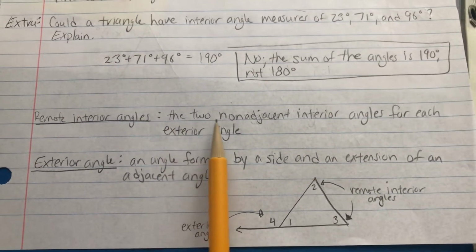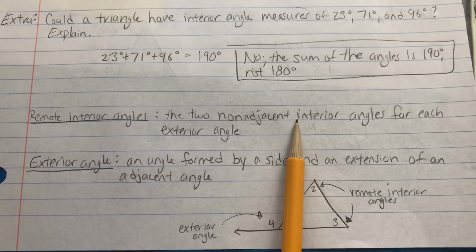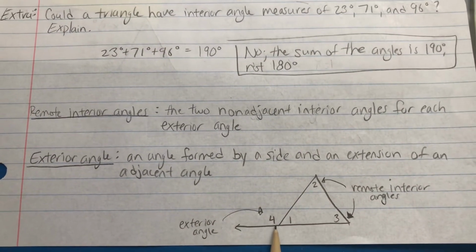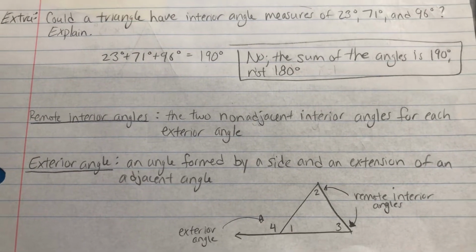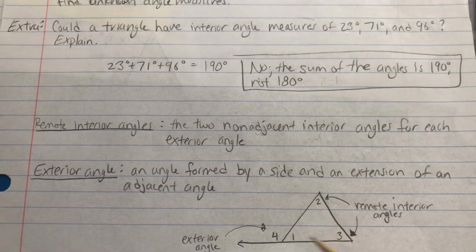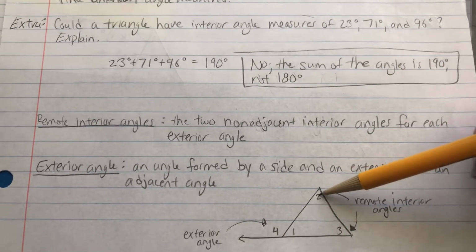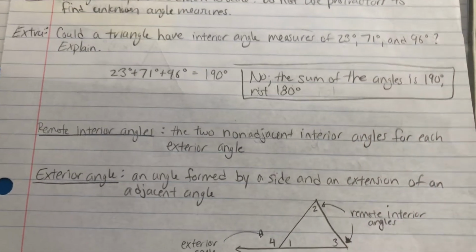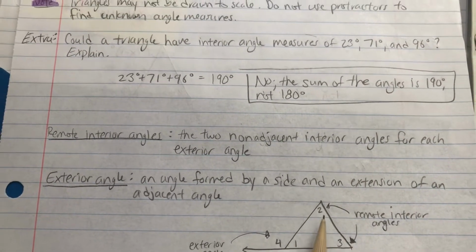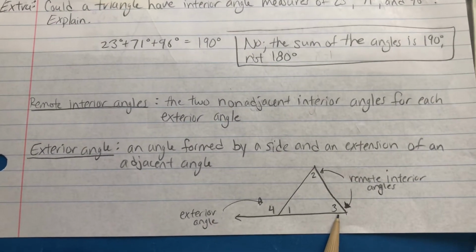The remote interior angles, this idea of non-adjacent means not next to. So down here in our diagram, angle 4 and angle 1 are adjacent angles because they share this side. So the two non-adjacent interior angles would be angle 2 and angle 3. It just depends. Wherever your exterior angle is formed, it's going to be the two angles that are further away from that exterior angle.